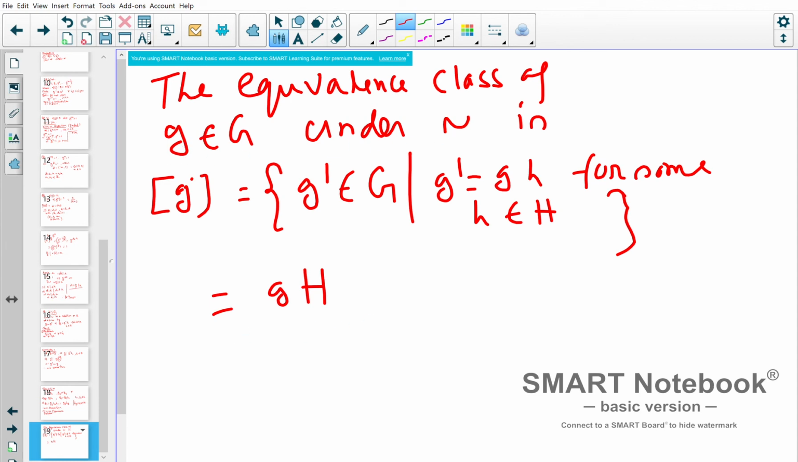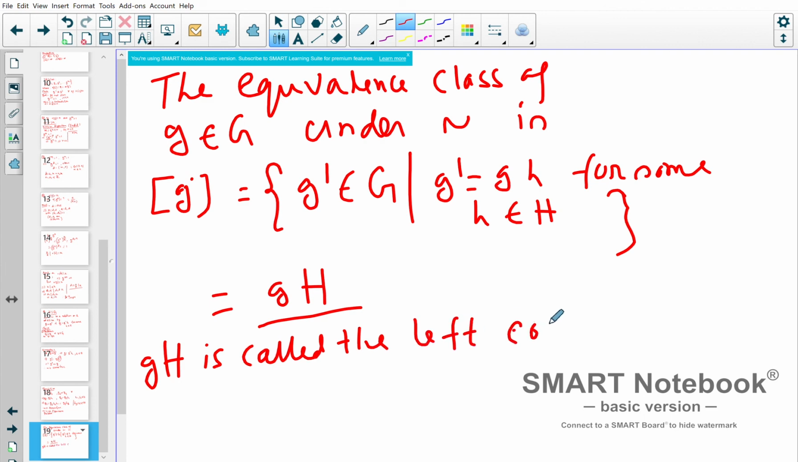And this has a very nice name. This GH is called the left coset of H in G, one of the left cosets of H in G, right?